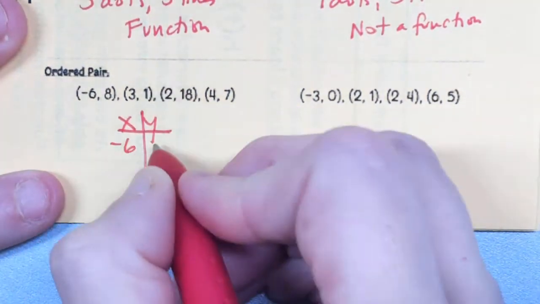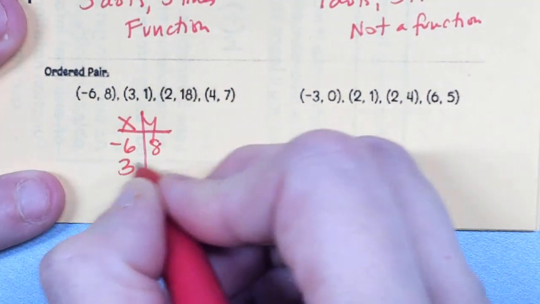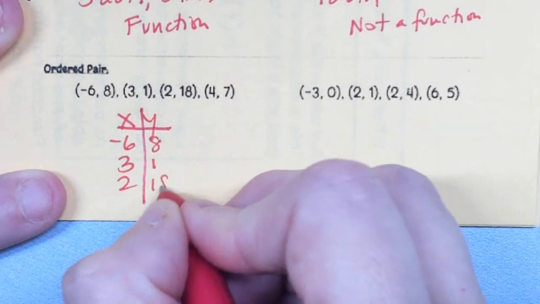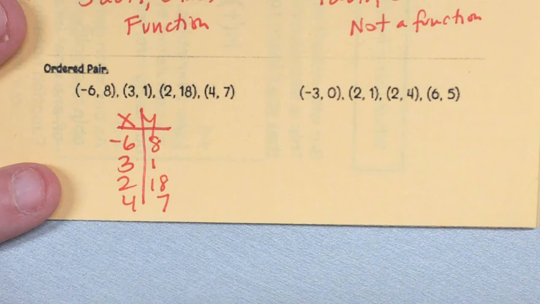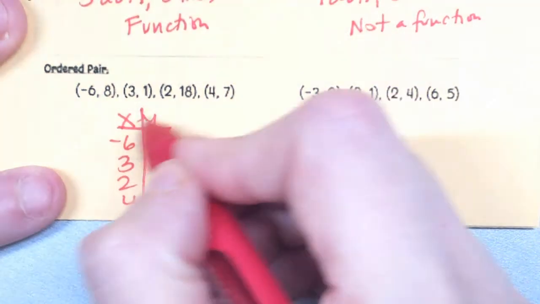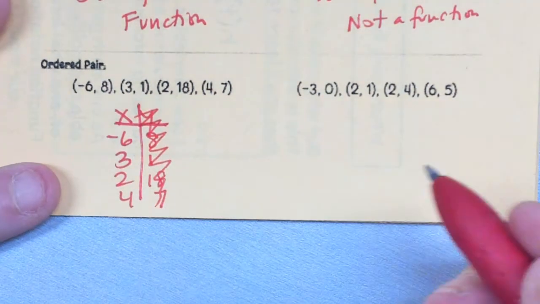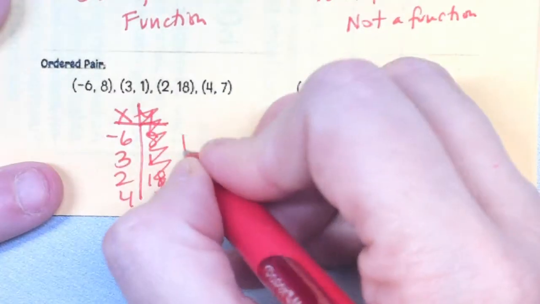So it's -6, 8; 3, 1; 2, 18; 4, 7. Now what do I do? Now that I have them in a table, what do I do? I squiggle out the y's. Do I have any repeated x's? No. This is a function.